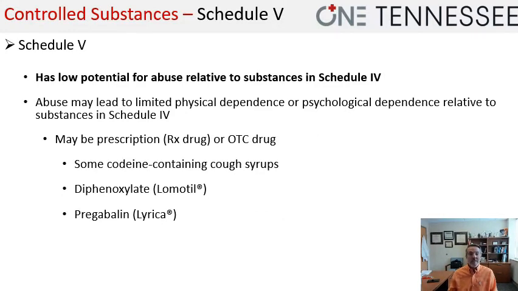Schedule 5, the misuse and abuse potential is declining even more. These can be prescription or OTC drugs. Some codeine-containing cough syrups fall into this category. Lomotil and pregabalin, or Lyrica, fall into the Schedule 5 category. So these are some examples. And as the schedule increases in number, the misuse and abuse potential declines.